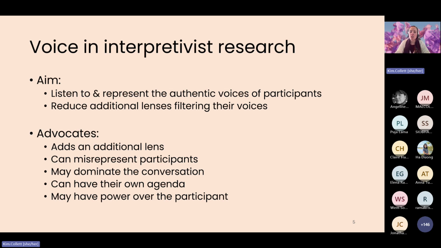But that makes it much easier for the advocacy role to suddenly turn into the advocate talking about their own experiences of the situation rather than representing the participants. They may also have power over the participant, especially if we think about it in terms of a family member. You know, there may be certain things that you wouldn't share if you were sat next to your mum that you might do if you weren't. You might not want them to know certain things, or you may be worried about their judgment.